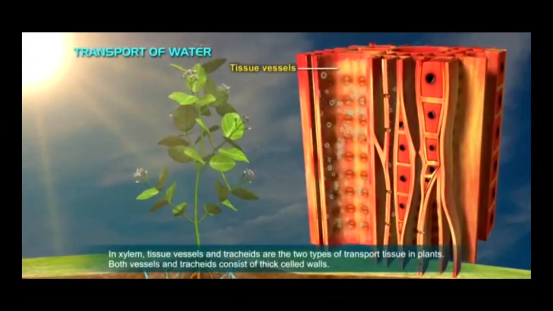The xylem vessel and the tracheids are the two types of transport systems in plants. Both vessels and tracheids consist of thick cell walls.